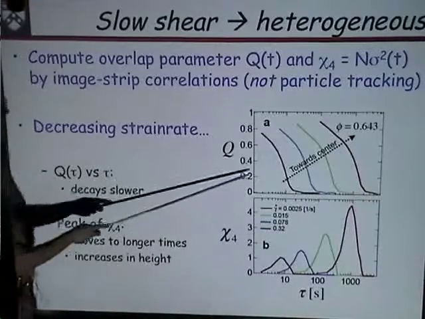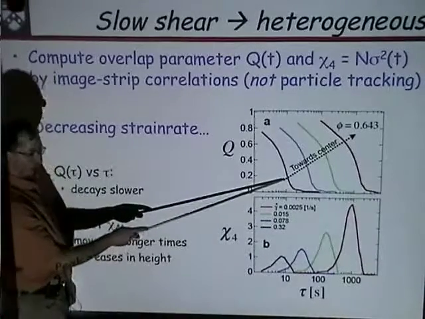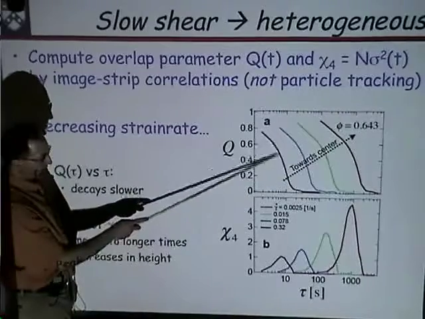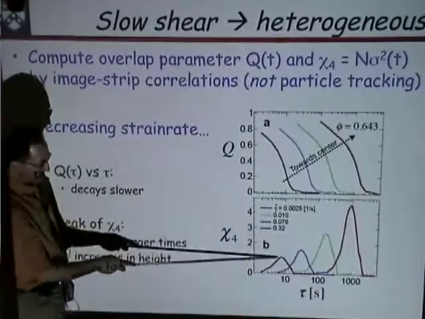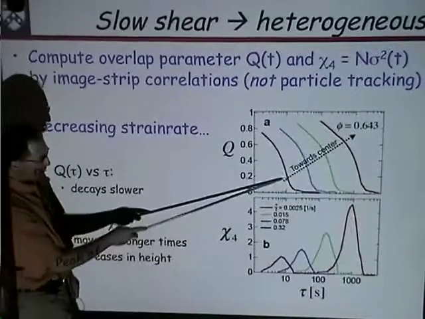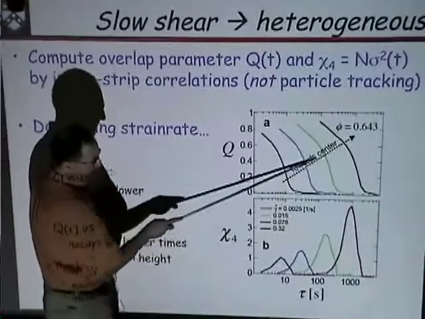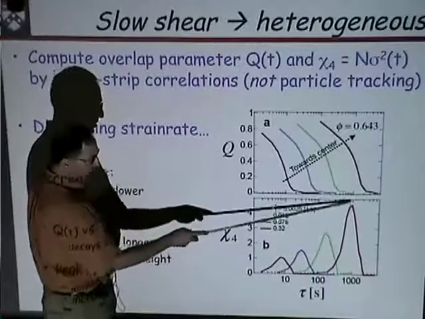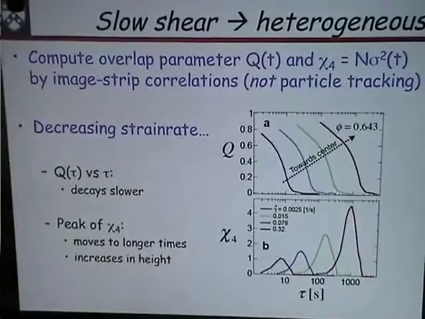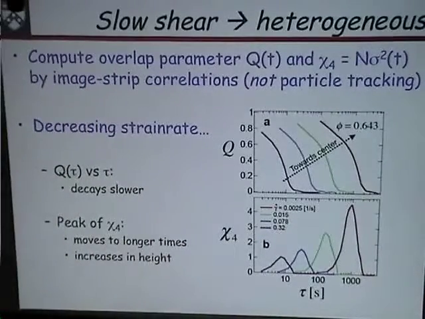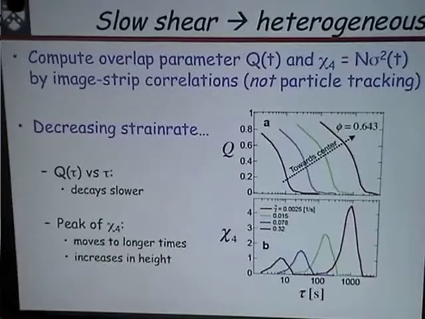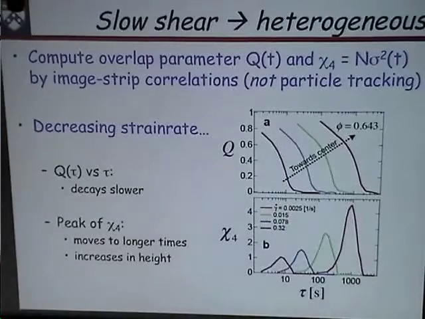So near the edge, the strain rate's high. So the decay of the order parameter is fast, and the peak height is not very high. As you go closer to the center, the strain rate decreases. So the time scale goes out, and the peak heights go up. So the heterogeneities are growing as you go to lower strain rates by going towards the center of the sample.